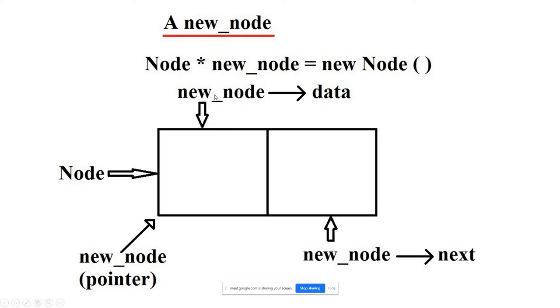Now as we said earlier, when you create a new node through the new operator, it creates an object called new node. It has a data part and an address part. The data part can be represented by new node arrow mark data, and here it is new node arrow mark next. The entire thing is pointing to something called a new node, this address itself.